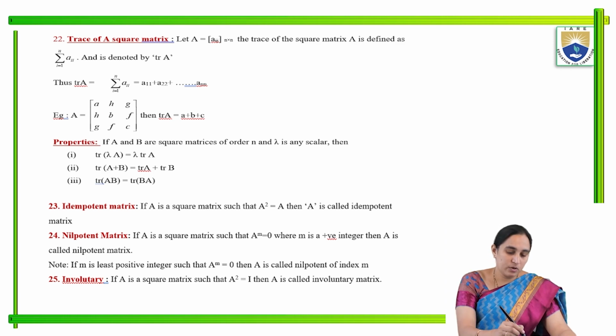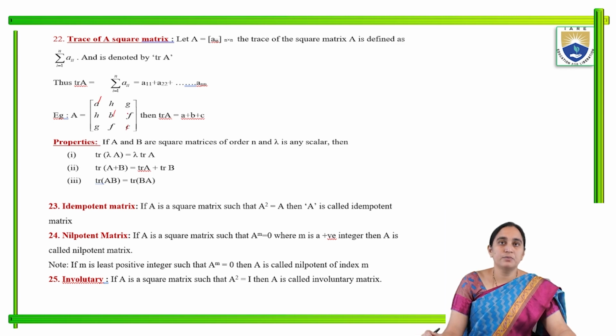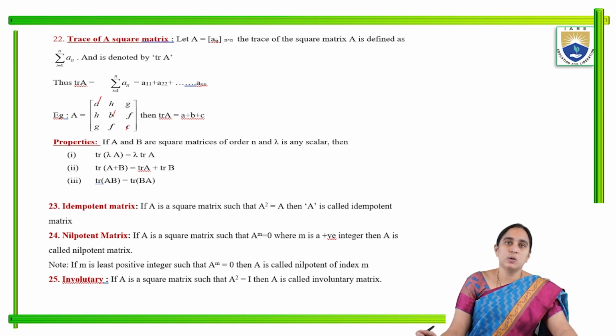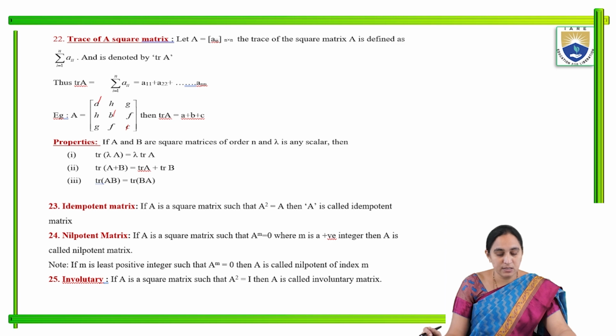Okay, what about the trace of A, B, C? The sum of the diagonal elements is equal to the trace of A. The properties: trace of lambda A is equal to lambda times trace of A. Trace of A plus B is equal to trace of A plus trace of B. And trace of AB is equal to trace of BA.